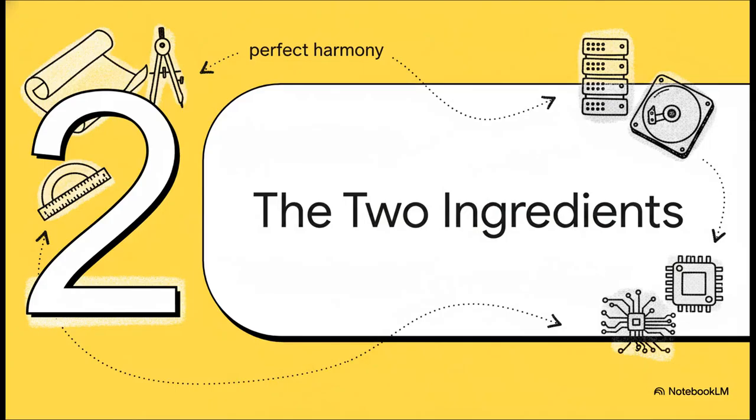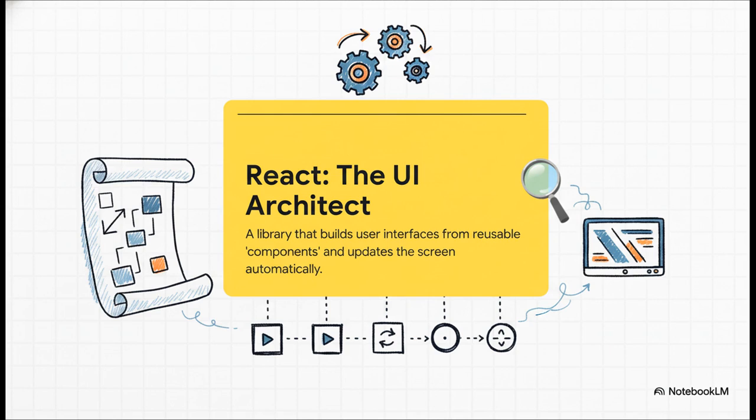So, how do we actually pull this off? Well, it all comes down to two key pieces of technology working together, almost like a perfect team. You can think of them as the architect and the memory for our little serverless application. First up, we have React, which is our UI architect. React's whole job is to build the user interface, everything you actually see and interact with on the screen. It does this by breaking the UI down into small, reusable pieces called components, kind of like Lego bricks. But the real magic of React is that it automatically updates the screen anytime the data changes. That's what makes the app feel so fast and so responsive.